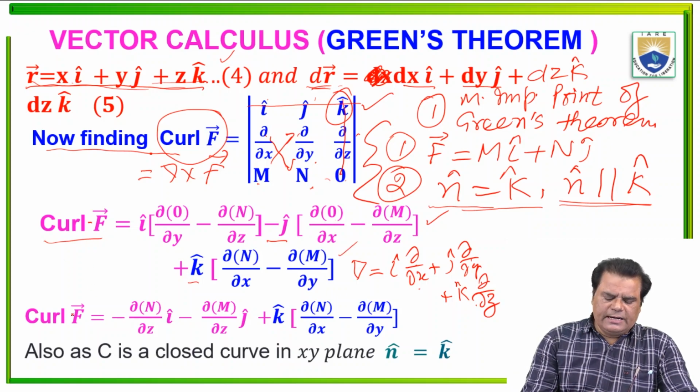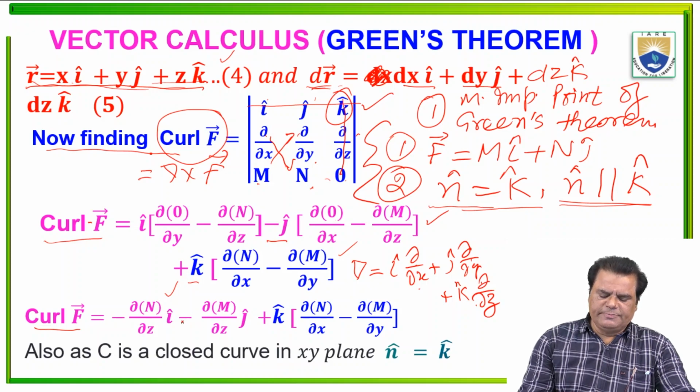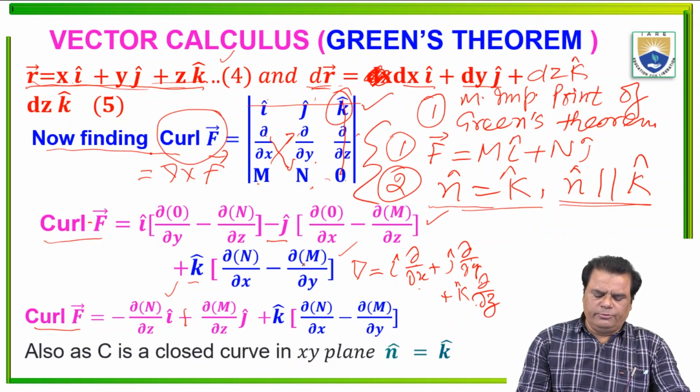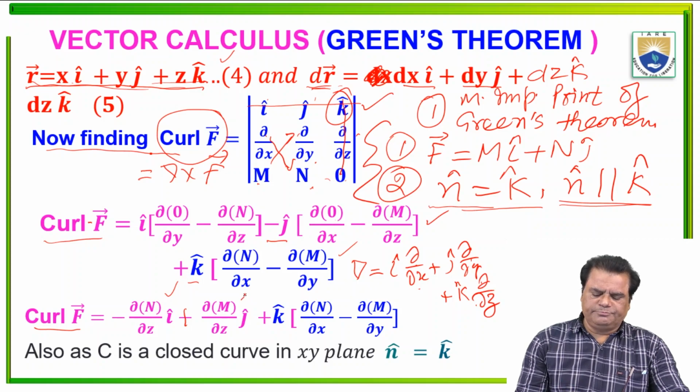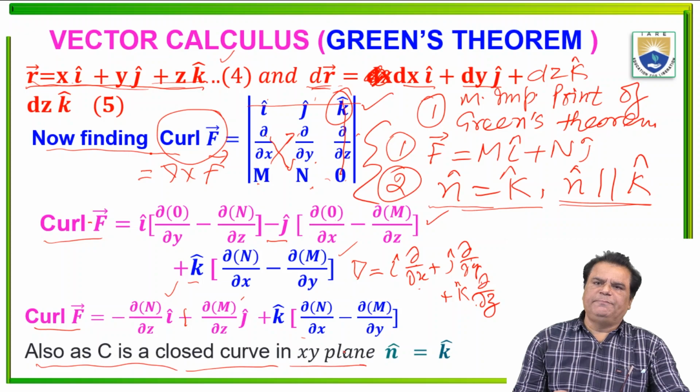So now, curl F equals this. First, this result is 0. ∂/∂y of 0 is 0. So now minus ∂n/∂z i, and ∂/∂x of 0 is 0. So minus minus gives plus ∂m/∂z j, and plus k times this. Also, C is a closed curve in the xy plane.